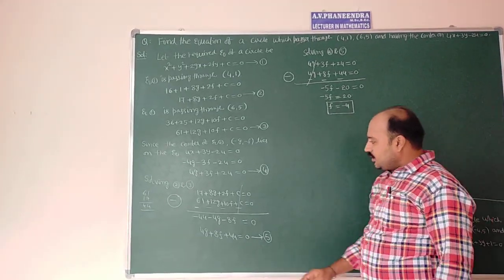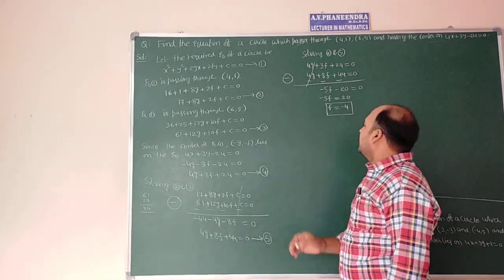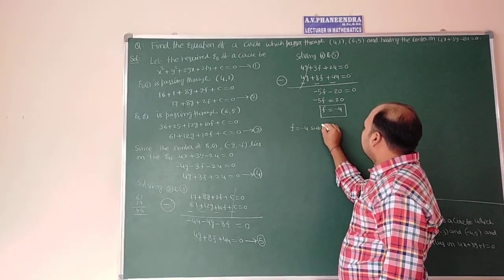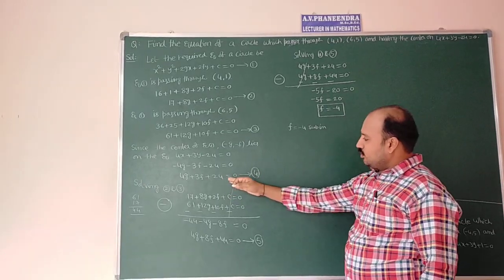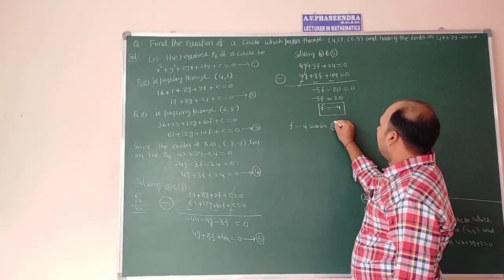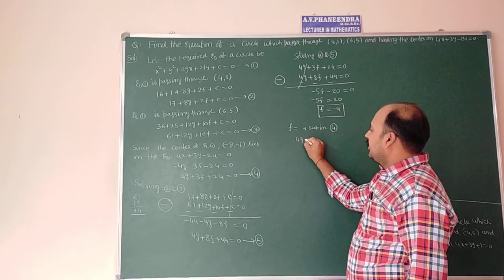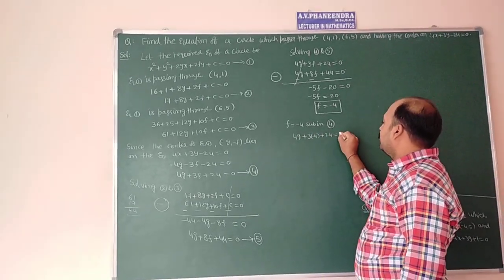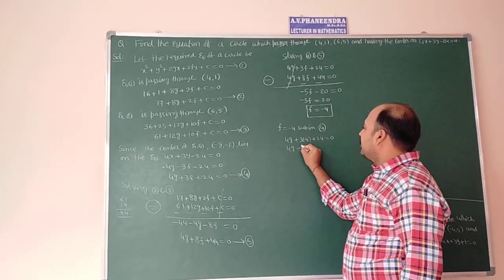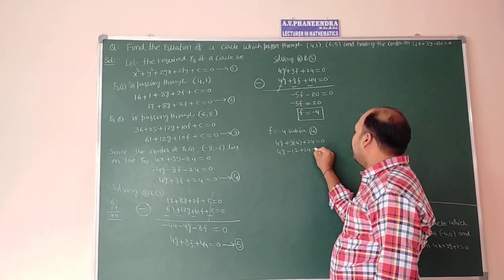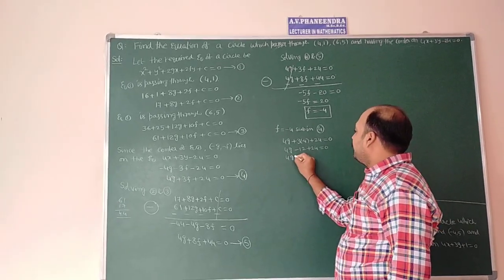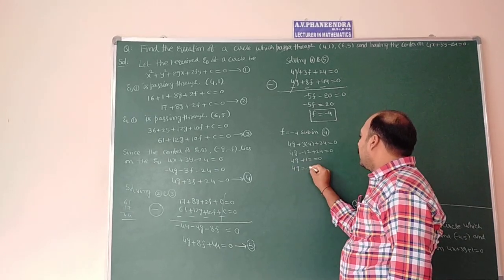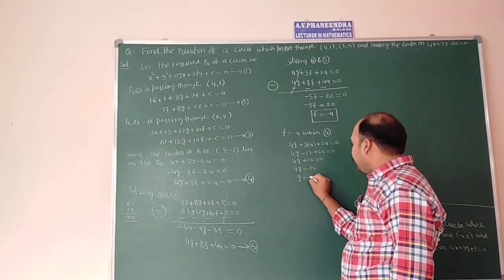F value substitute either in fifth equation or fourth equation. F is equal to minus 4, better to substitute in equation number 4. So 4g plus 3 into minus 4 plus 24 equal to 0. 4g minus 12 plus 24 equal to 0. 4g plus 12 equal to 0. So 4g equal to minus 12, g equal to minus 3.